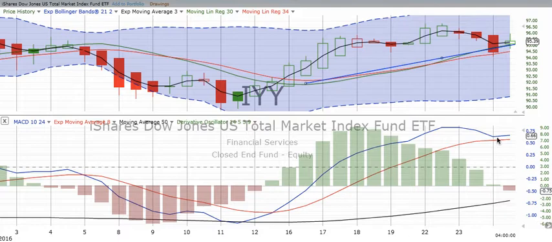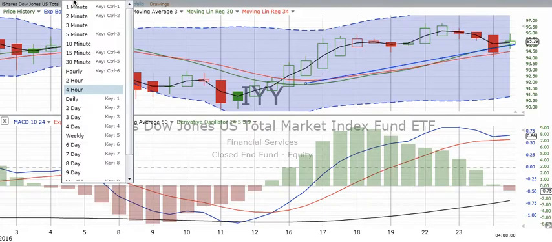The market technically was up for the day, 0.54% in the total market. Now, let's go from there.